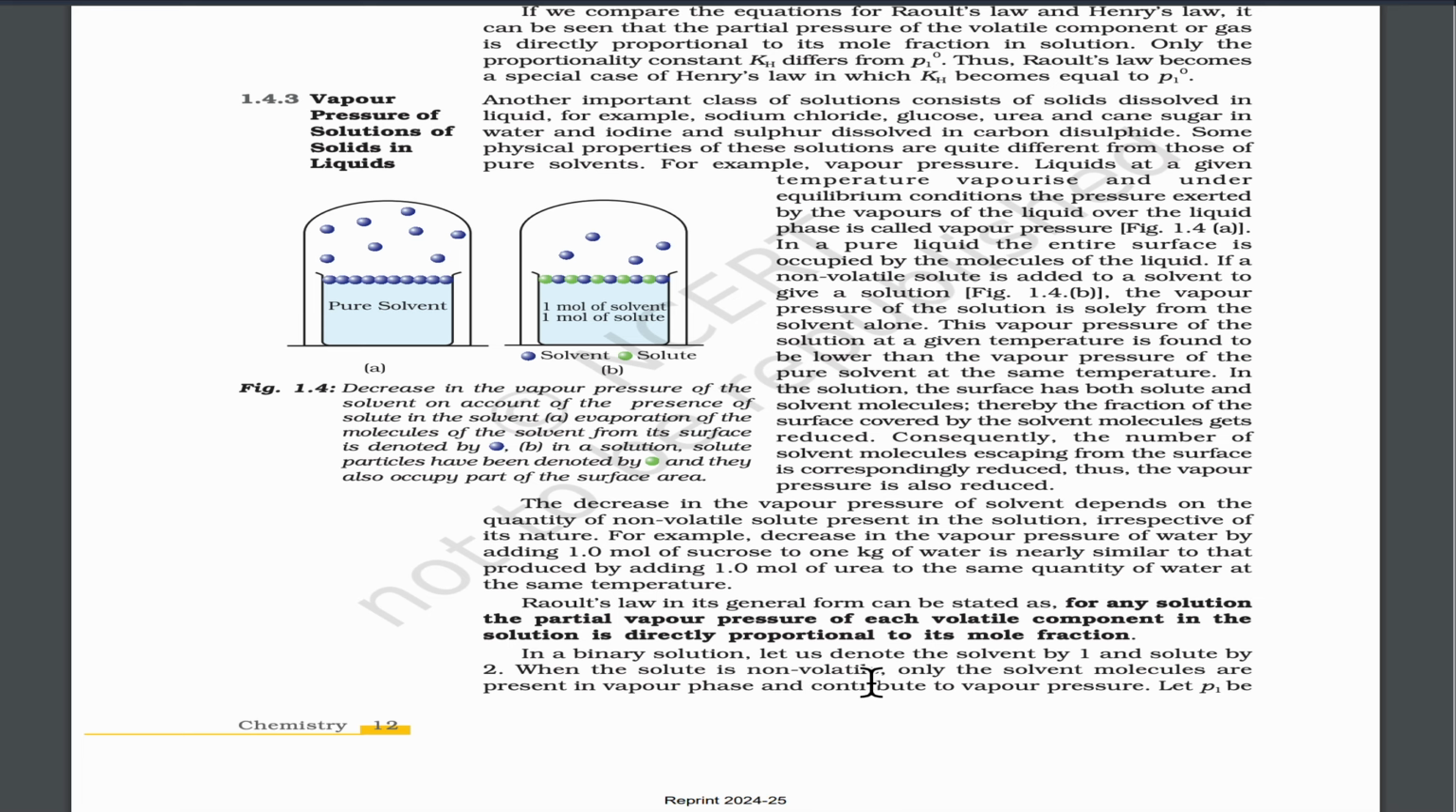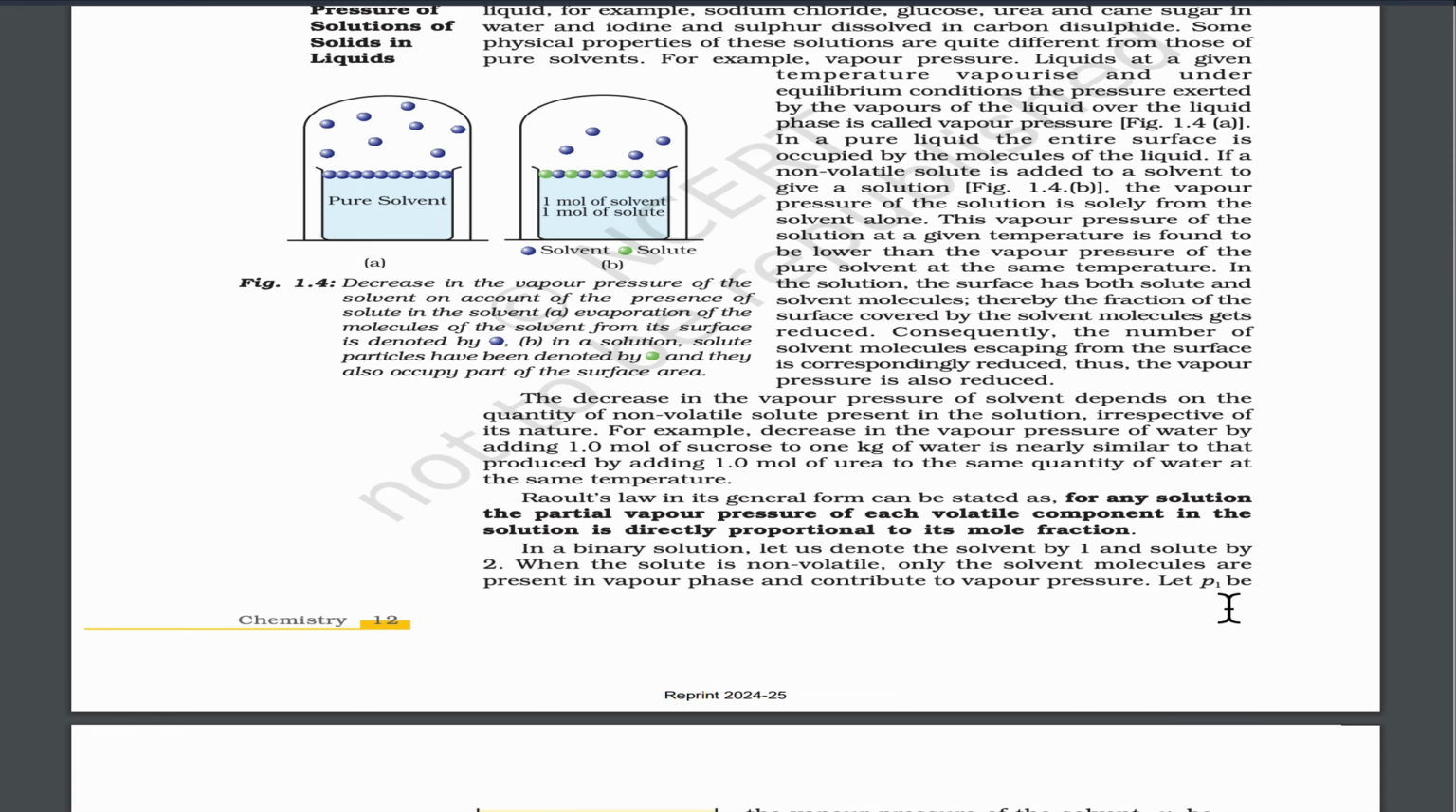In a binary solution, let us denote the solvent by 1 and the solute by 2. Solvent is always denoted with the number 1, be it any chapter, be it generally in chemistry. When the solute is non-volatile, only the solvent molecules are present in the vapor phase and contribute to vapor pressure. That is what we saw here. If the solute is non-volatile, then only the solvent will contribute to the vapor phase and its vapor pressure.